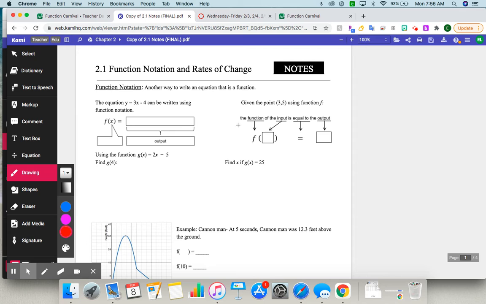At this point, you can head over to your notes so we can talk a little bit more formally about what function notation is.